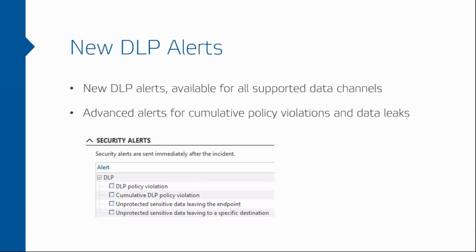You can even use alerts which show you cumulative policy violations. So maybe it's not interesting to know about all the individual incidents that the user did, but if a user attempts to leak data maybe 20 times, it's a different use case than when they accidentally sent a file to a colleague which they shouldn't have. So for this you can use the second alert called cumulative DLP policy violation.